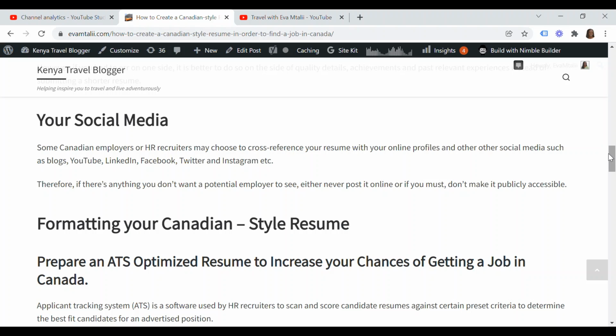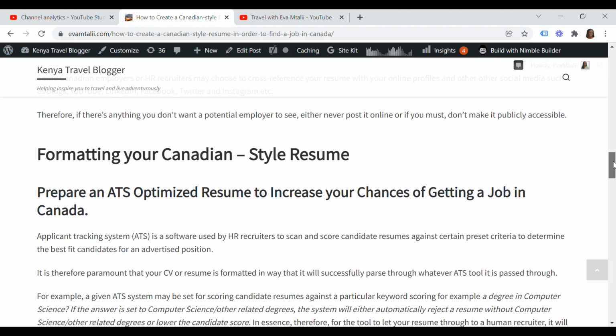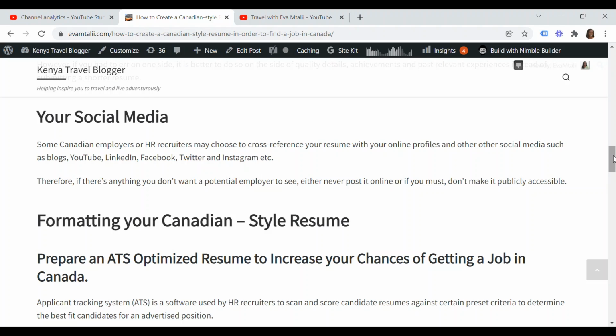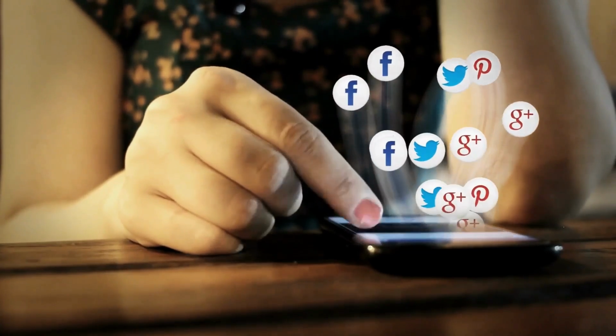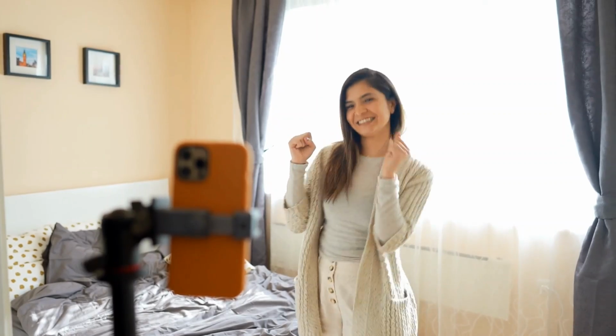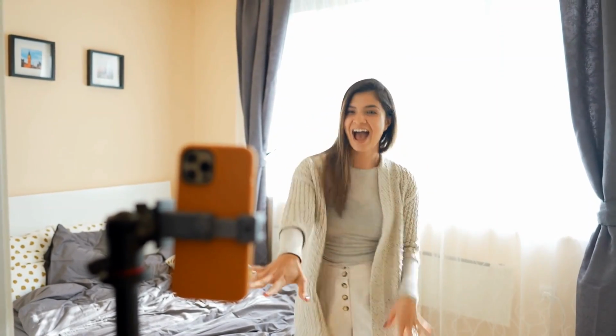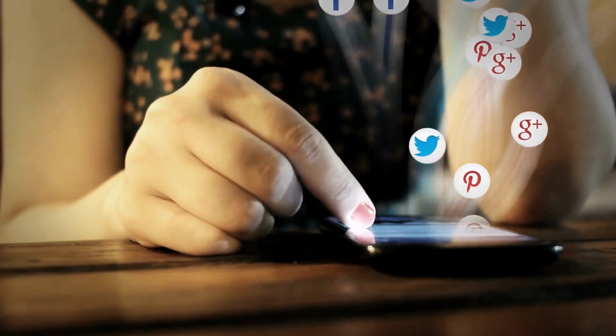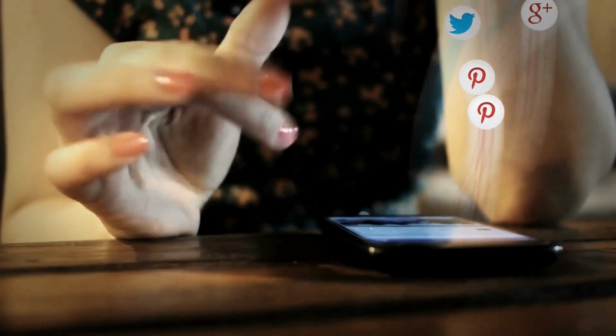Some Canadian employers or HR recruiters may choose to cross-reference your resume with your online profiles and other social media, such as your blogs, your YouTube channel, your LinkedIn profile, your Facebook account, Twitter, Instagram, TikTok. So there's two things. If there's anything you don't want your potential employer to see, never post it online, or if you must post it online, don't make it publicly accessible.